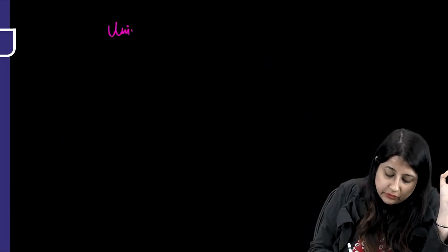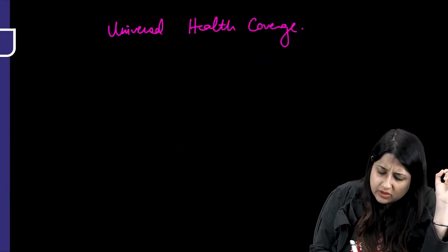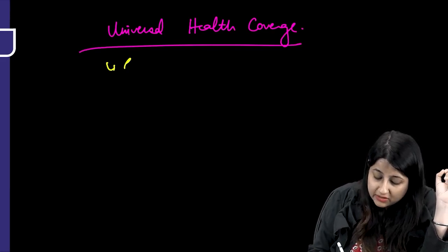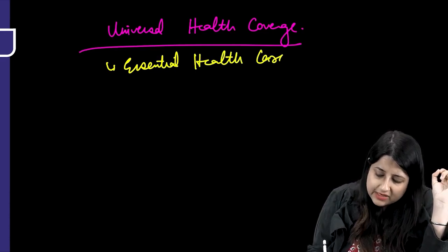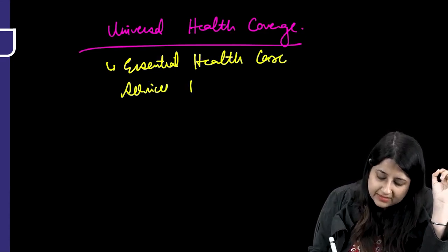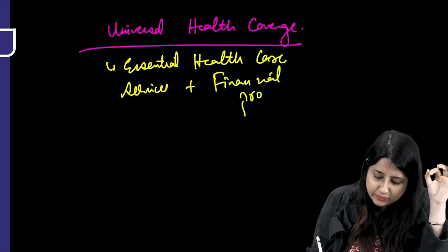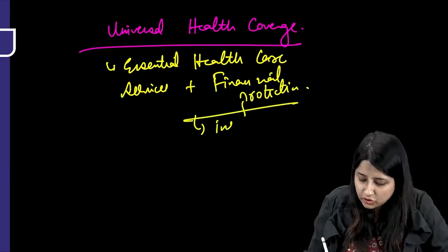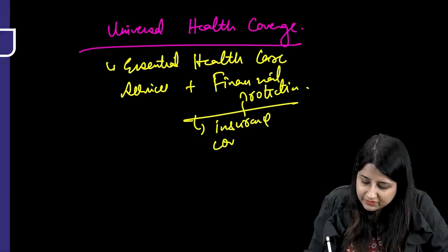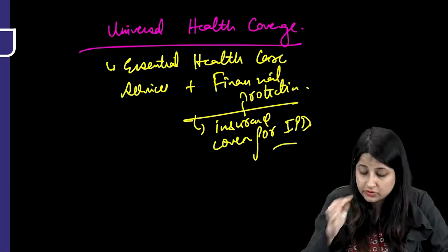Now we are also stressing on the concept of what? Universal health coverage. Okay, primary healthcare has now kind of shifted to the concept of universal health coverage, which includes essential healthcare services. Essential healthcare services should be provided to everybody, plus it should also ensure what? Financial protection. That means for the first time we are now talking about providing insurance cover. Okay, insurance cover for IPD, inpatient care. That is in universal health coverage.